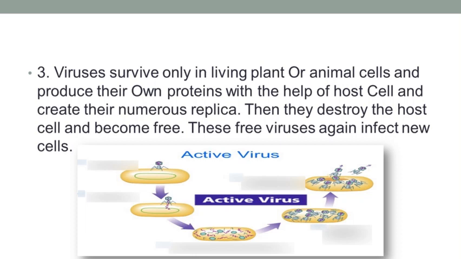First they will attack the host cell, that means the plant or animal cell. Then they will become free. These free viruses again infect a new cell. That means they will attack one cell, then destroy that cell and move to the next cell. Now here I have a picture of an active virus. You can see from the left side how the virus is entering into the host cell. Then after entering, it will replicate. Okay, and after replication it will leave the cell and infect the next cell.